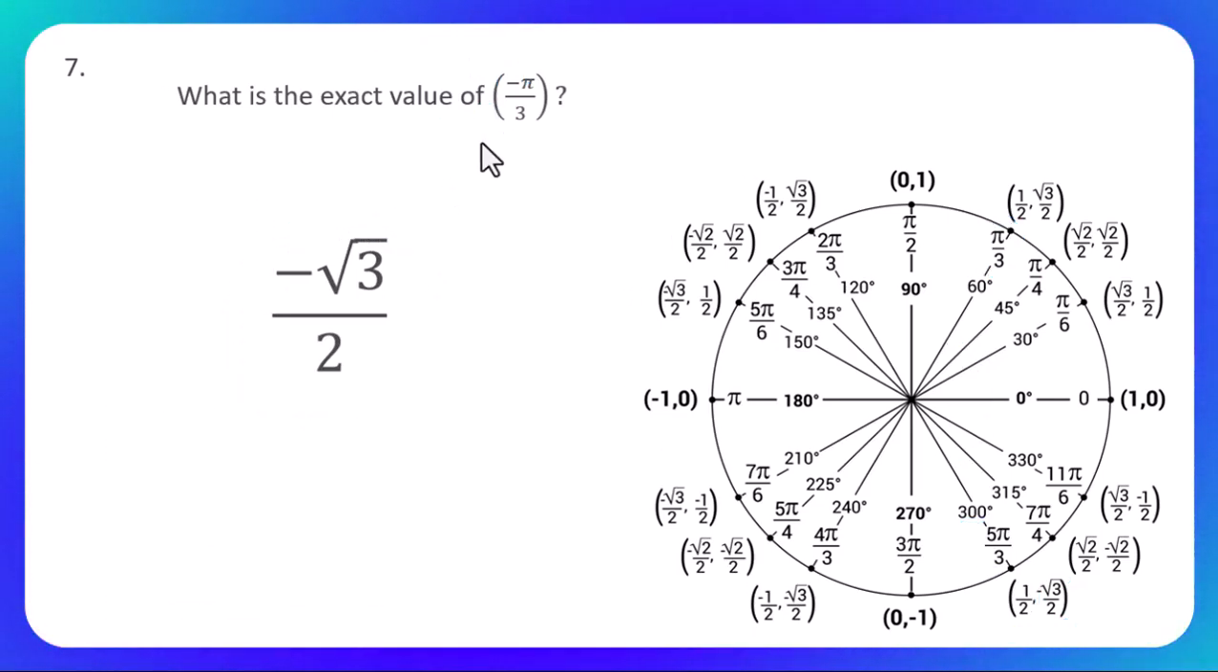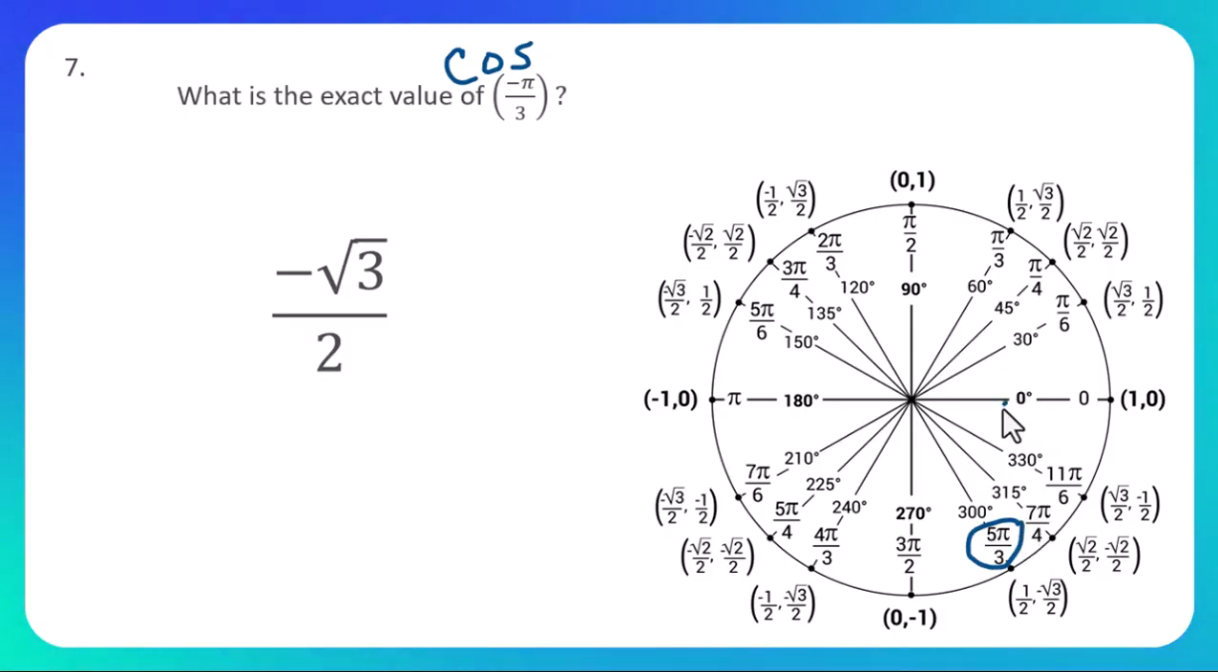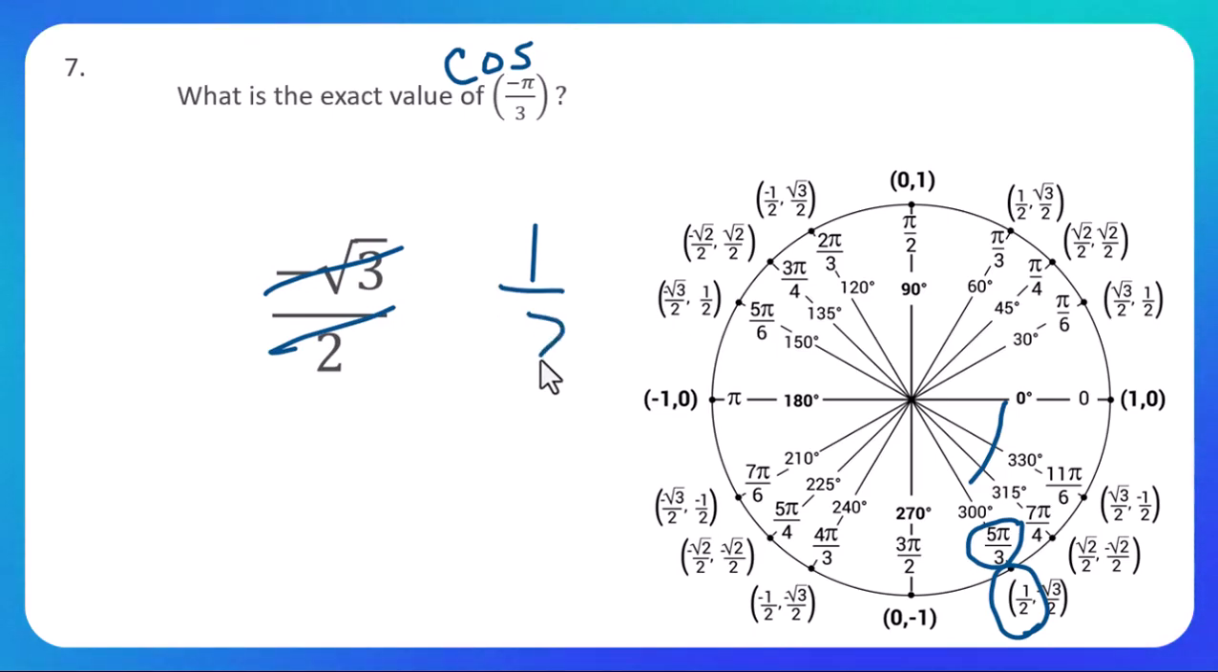Now if we're looking for cosine of negative pi over 3, okay, we're going to just take that same angle, going down this time because it's negative. Okay, and now we're going to take the x value, so that's going to be 1/2. Okay, so that's actually question number 8.